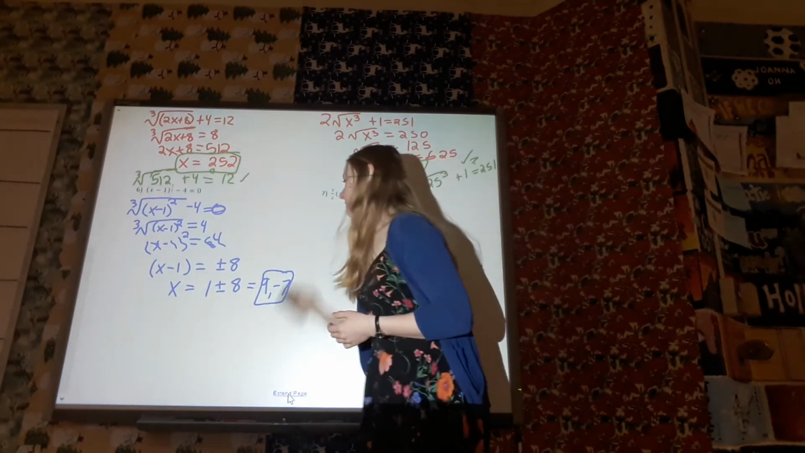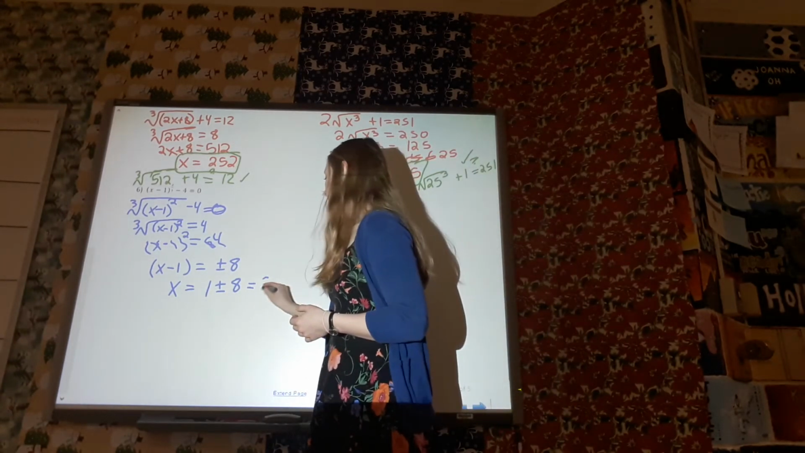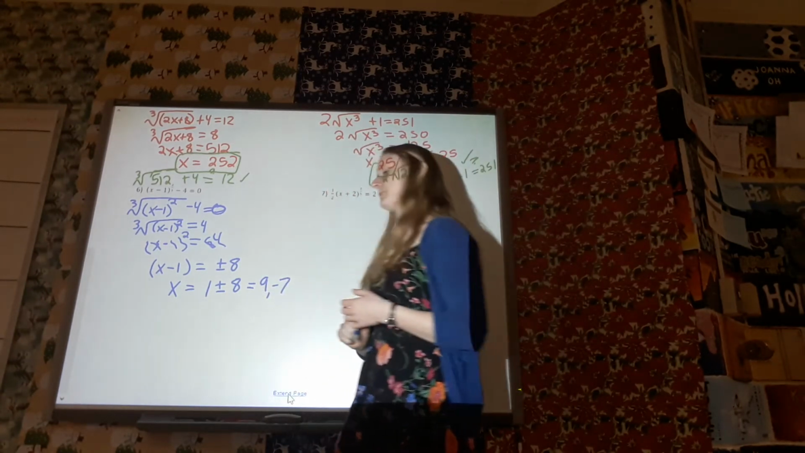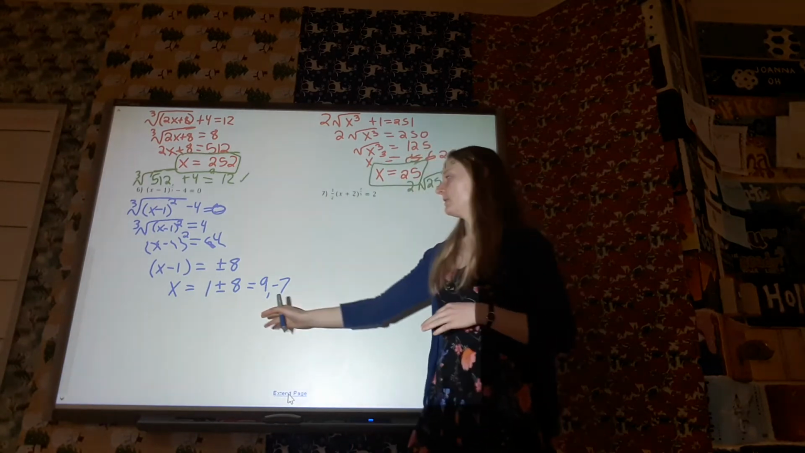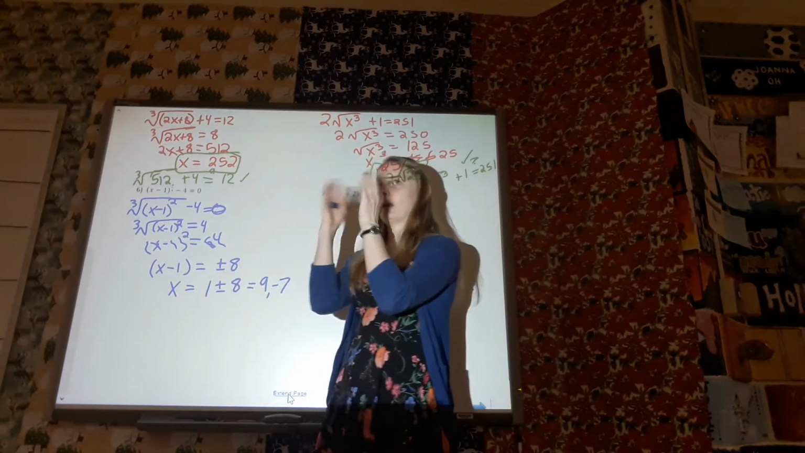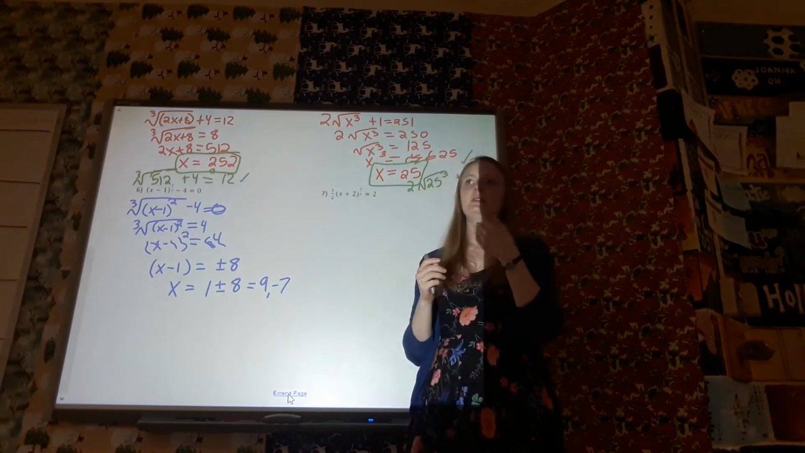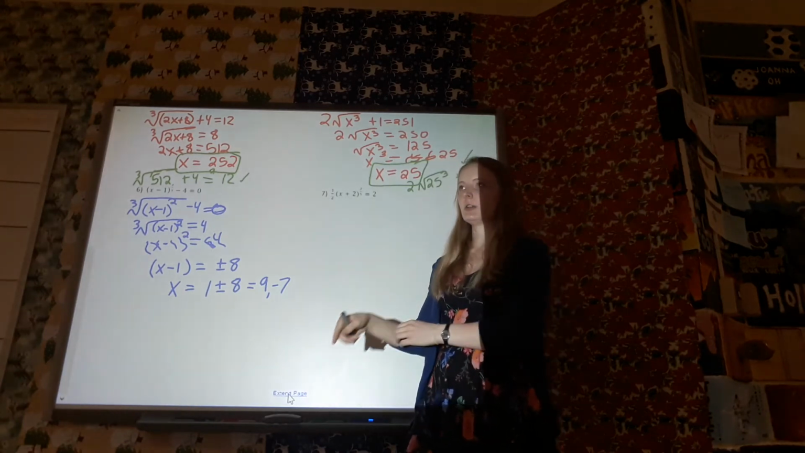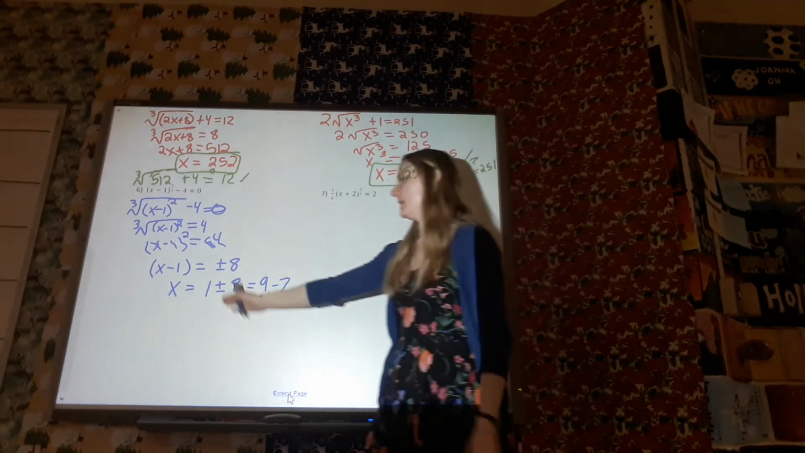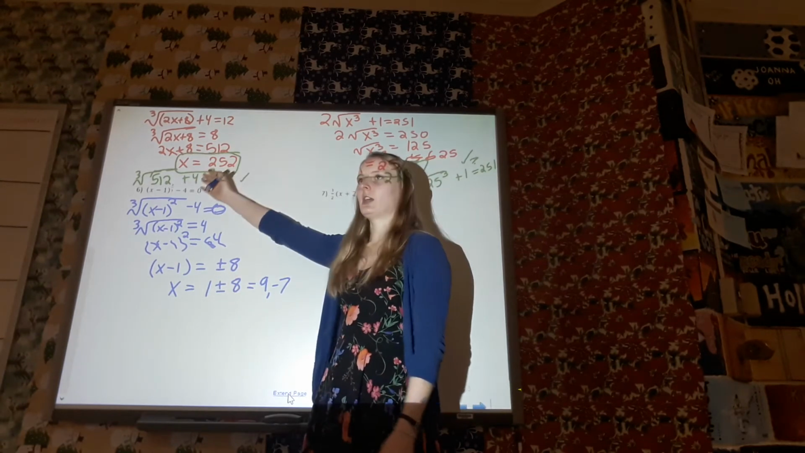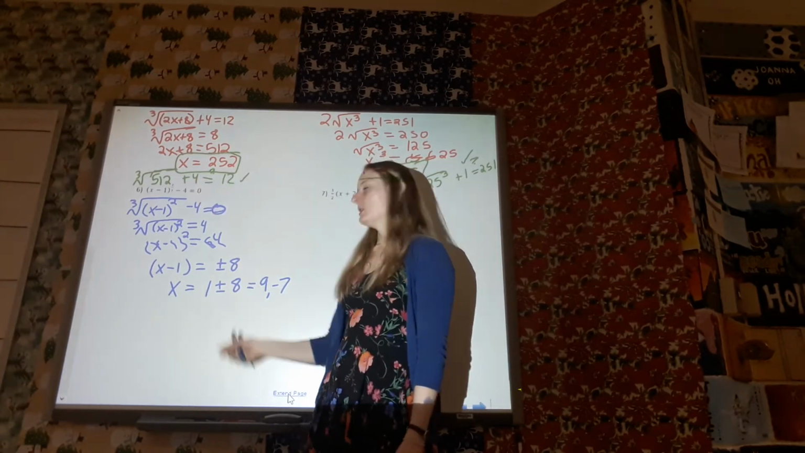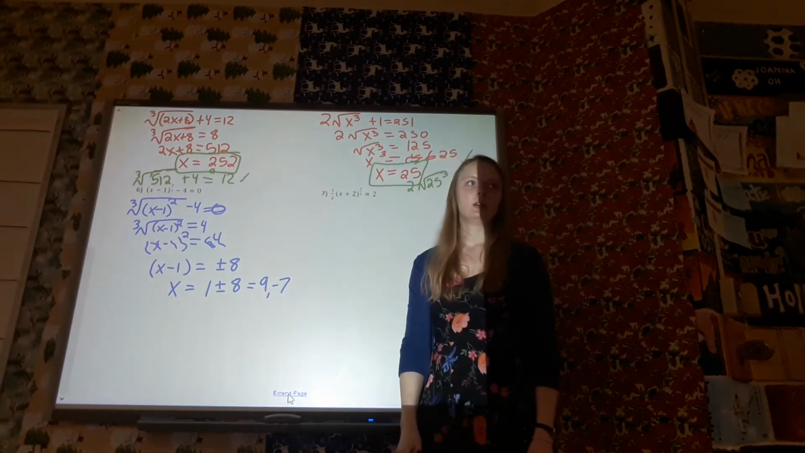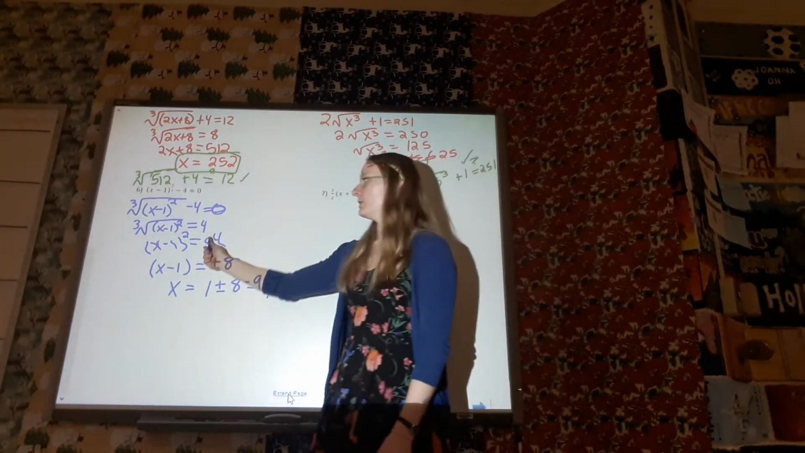I should not have circled it like that yet. Hold on. 9 and negative 7. When you have this scenario with the plus or minus, and you have two things on either side of the plus or minus, if they're like terms, you have to actually do the two different scenarios to find two separate numbers. Because you can't type in 1 plus or minus 8 to check your answer. So, when do we do the plus or minus numbers? Whenever you're taking a square root.